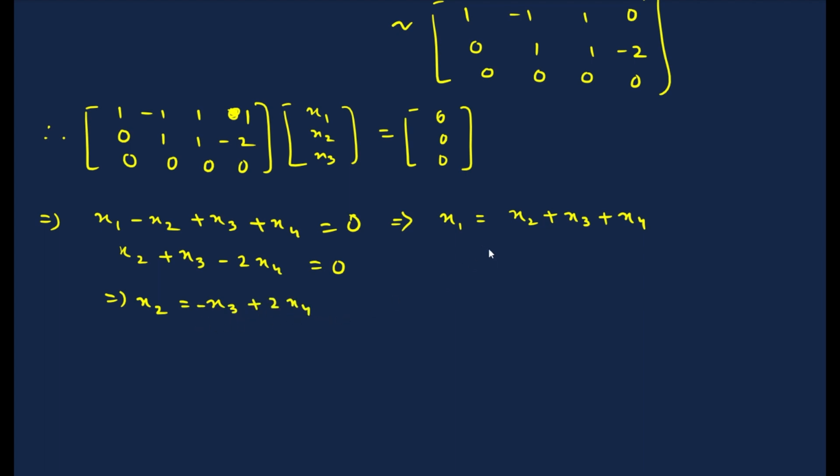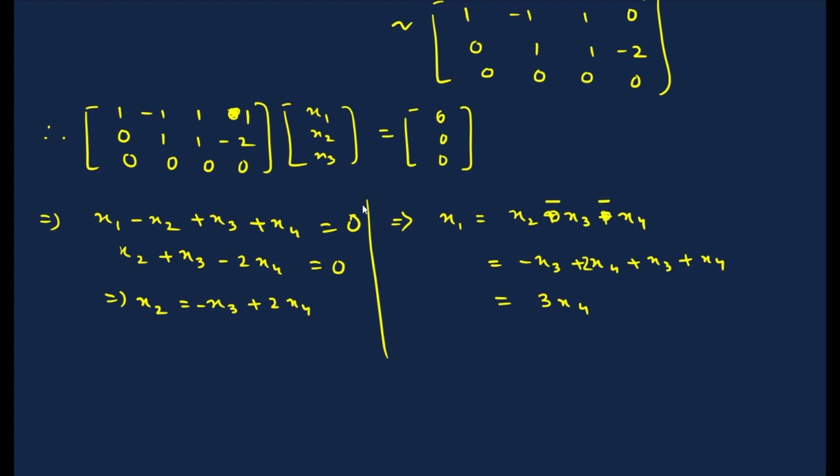Let us put this value of x2 here. Minus x3 plus 2x4 plus x3 plus x4. So this is cancelled. How much is it? 3x4. Okay, so is it correct? Let me check once again. This is minus, right? So I have made one mistake. This is plus, this is minus, and this is minus.